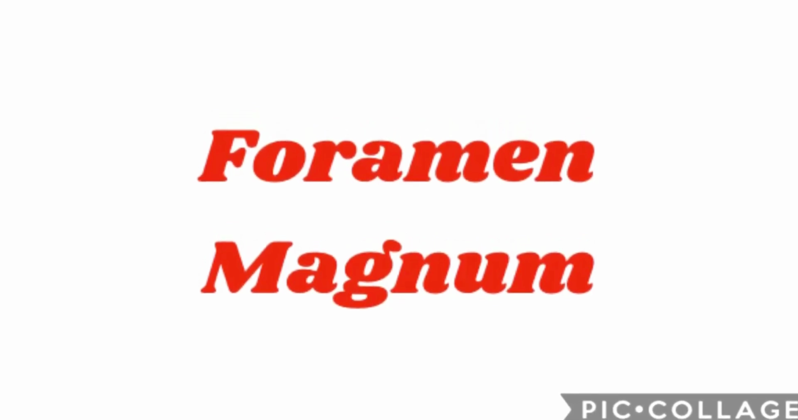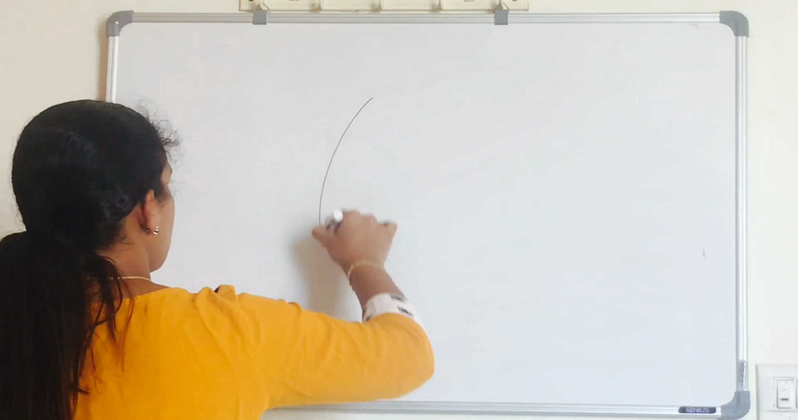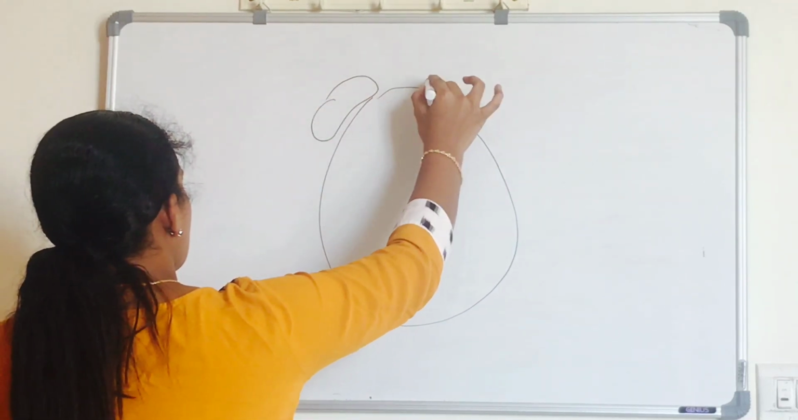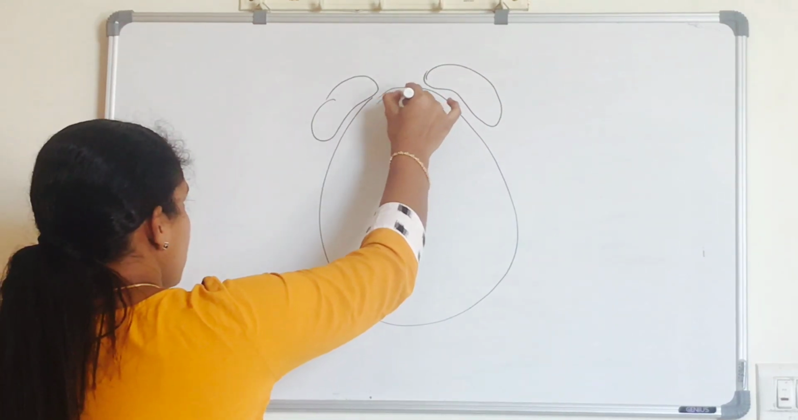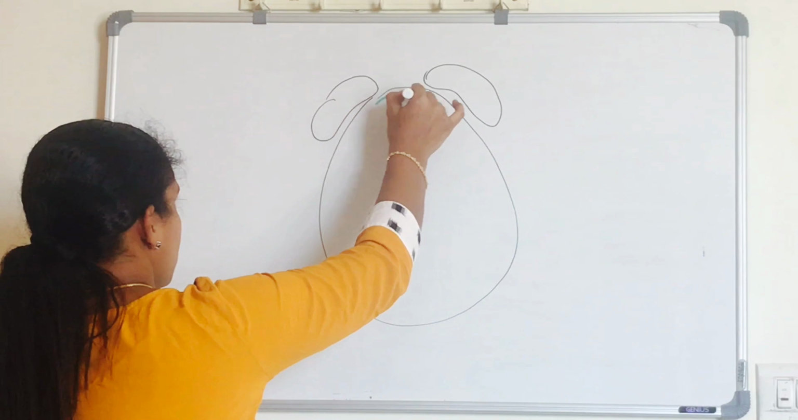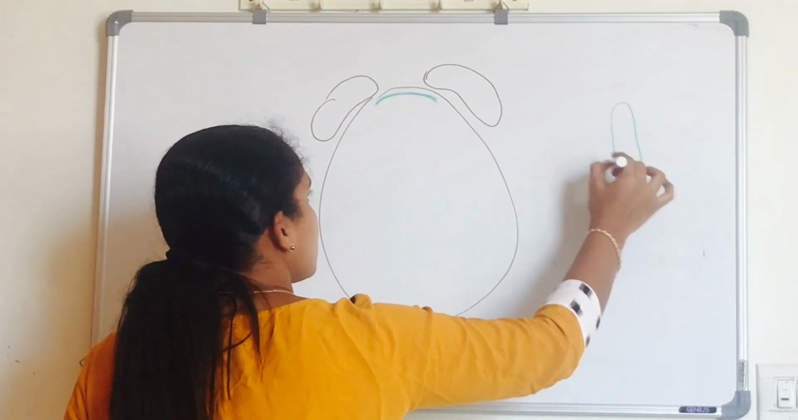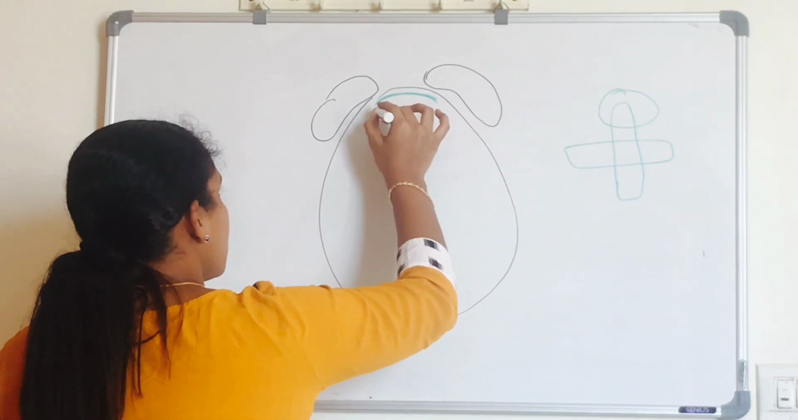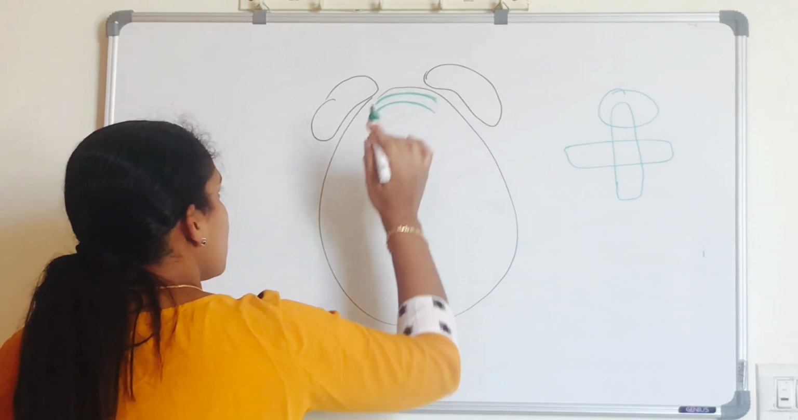Coming to foramen magnum, you should know all the 10 structures passing through foramen magnum. Those are occipital condyles on either side. Now we have 3 ligaments. This is cruciform ligament. So upper band of this cruciform ligament passes through the foramen magnum.